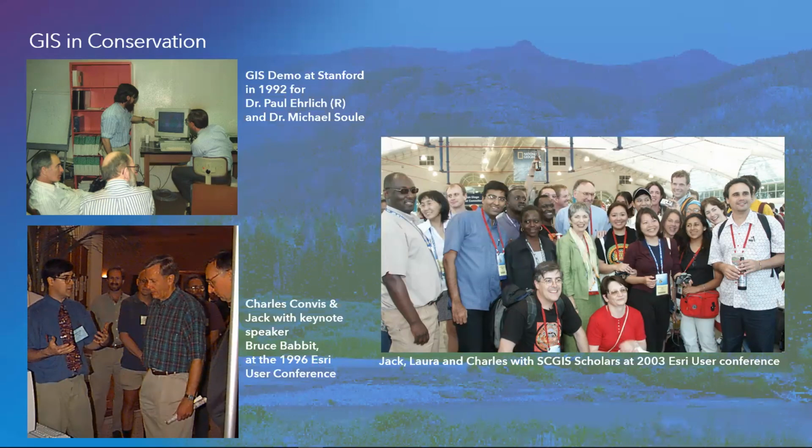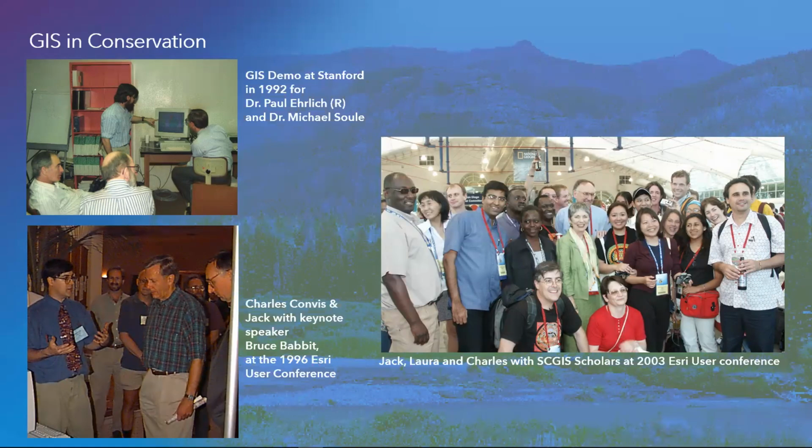SCGIS itself grew into an official organization in 1997, thanks to the founding endowment from Jack Dangermond. And Esri has maintained a 30-year-long relationship to support SCGIS in many different areas. Here are a couple of snapshots from the past. Top left is a GIS demo at Stanford that includes Paul Ehrlich, famed environmentalist, and Michael Soulé, who was the founder of the Society for Conservation Biology. Bottom left is Charles Convis and Jack, with Bruce Babbitt, who was the US Secretary of the Interior and gave a keynote speech at the 1996 Esri User Conference.